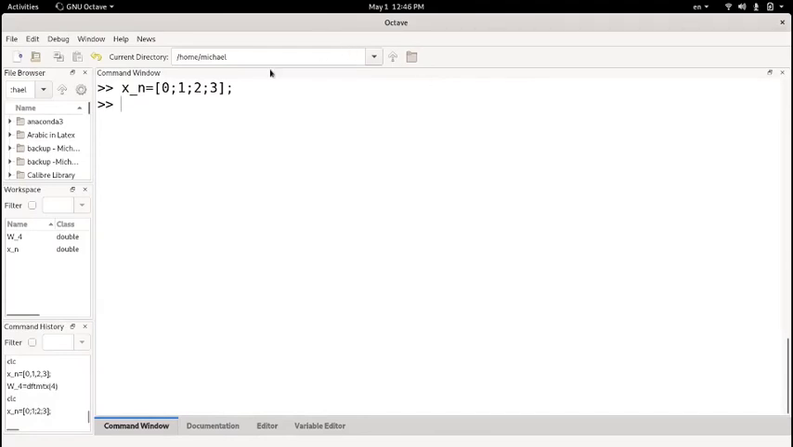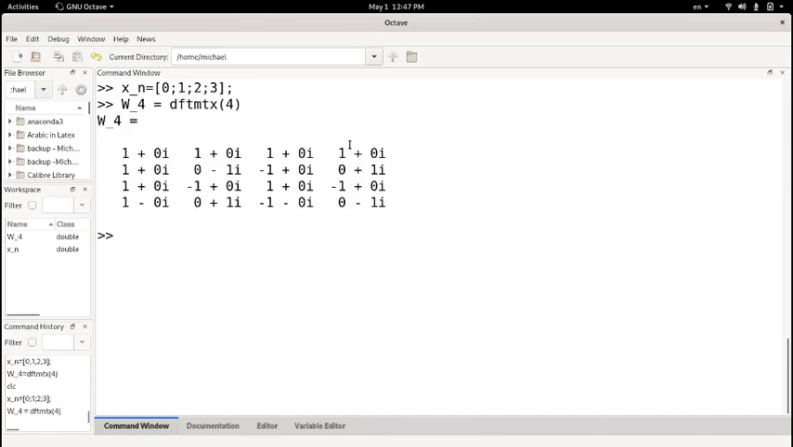First we define x of n as a column vector containing the samples 0, 1, 2, and 3. Next we need to define the matrix W4, which is dftmtx. This is a command in MATLAB that will give you the matrix, and we give it the dimension 4. As you can see, the first row is all 1s, and the imaginary part is 0. The first column is all 1s, and the imaginary part is 0. And the second row is 1, minus j, minus 1, plus j, the same exact matrix we computed on the whiteboard.